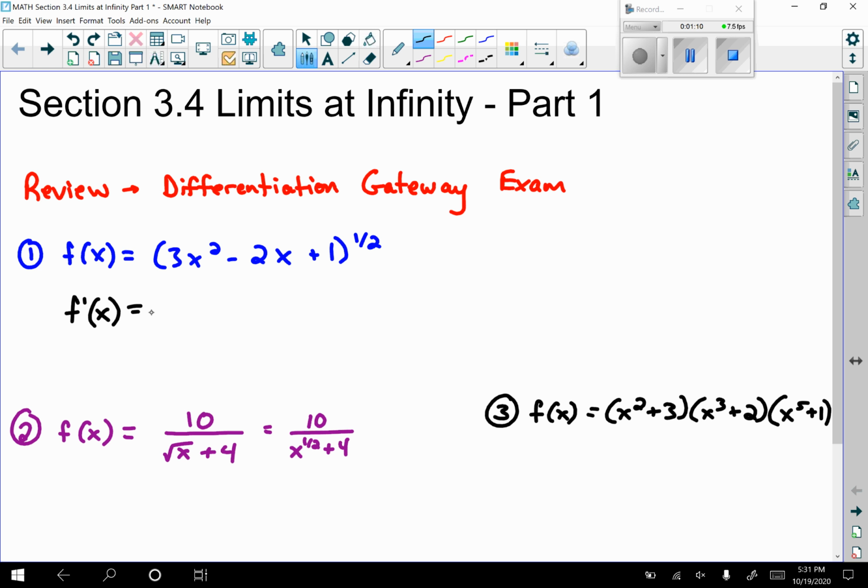So in number 1, we just want to use the chain rule. So this will become 1/2 times, we still leave the inside stuff the same for right now. So the derivative of the outside stuff becomes 1/2 times this whole quantity to the negative 1/2. Then we multiply it by the derivative of the inside stuff, which will just give us a 6x minus 2.